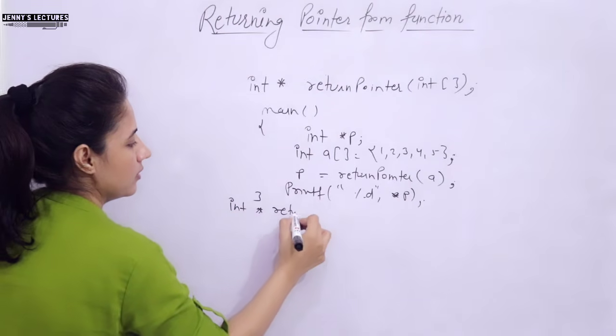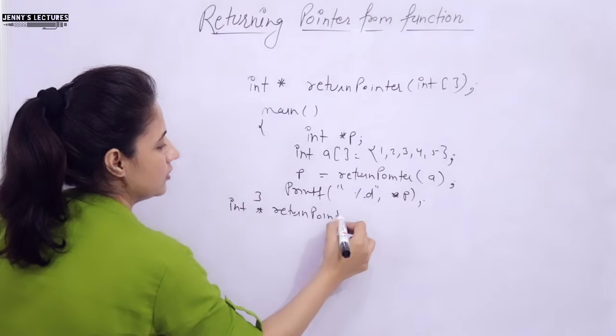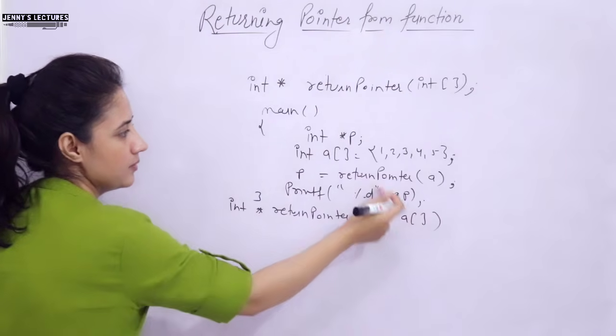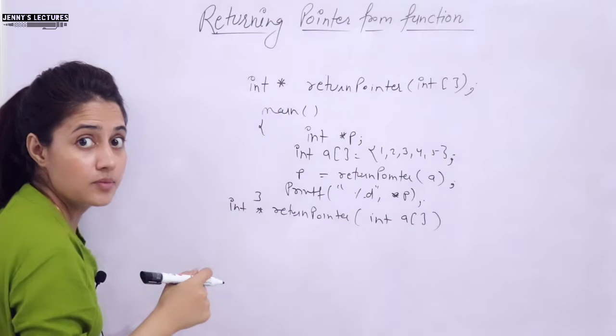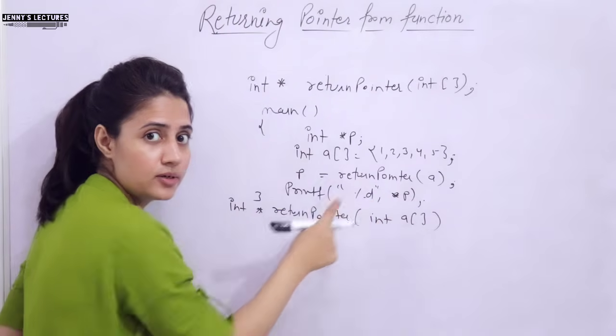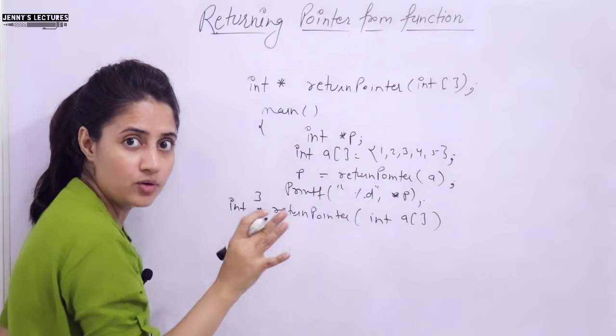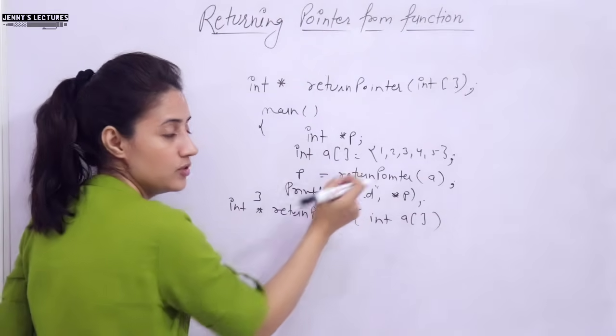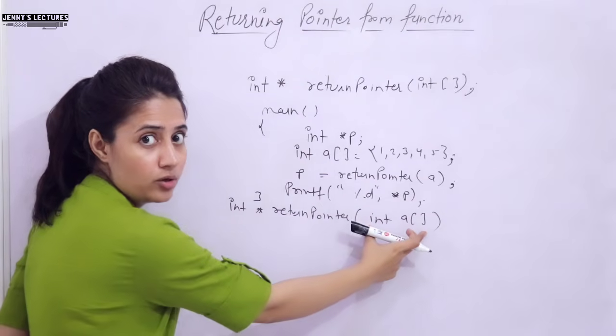Asterisk, name of the function is return pointer, and here I am taking an array to accept this thing, right? So this array is what? It's called by reference, not called by value. We have already discussed how to pass an array as an argument. So here we are passing the address of the first element. So this is what? It's not an array.